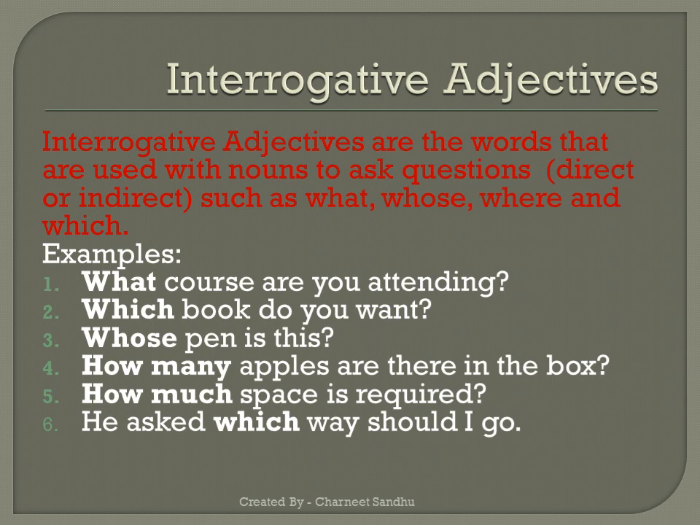What course are you attending? Which book do you want? Whose pen is this? How many apples are there in the box? How much space is required? He asked, which way should I go? Now, if you look at example number 6, you will see this is an indirect question. But in all these examples, you will see that the interrogative adjective is followed by a noun in these sentences. So that is how you will recognize these.